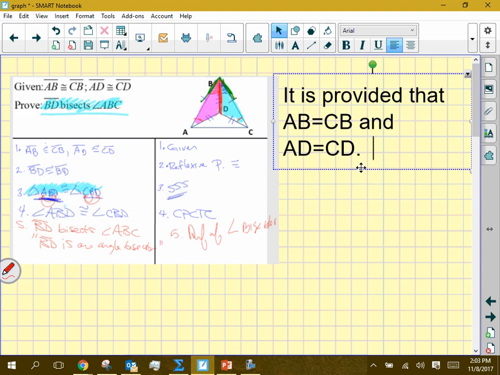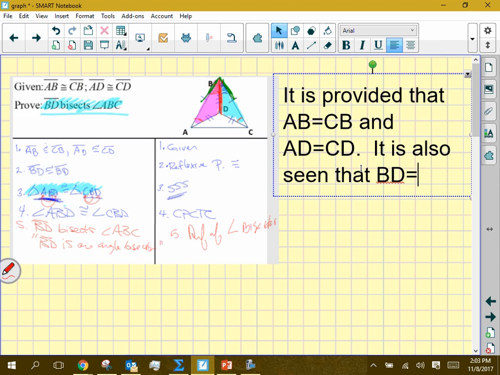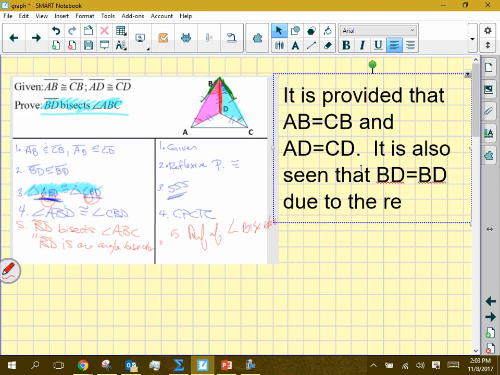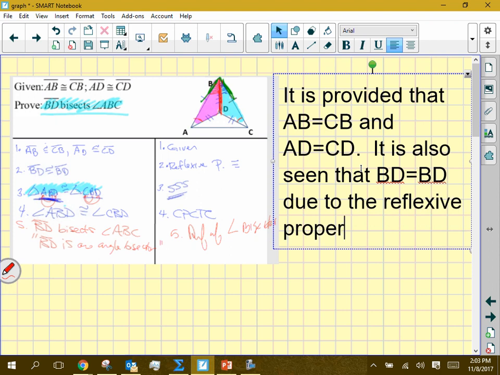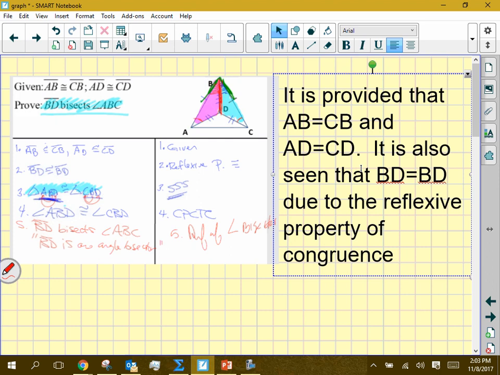And the transitions that you choose might be different than the ones your neighbors choose. Okay? So I'm going to write something like, maybe, it is also seen that BD is equal to BD due to the reflexive property of congruence. Okay? Period or comma, however you want to structure it.